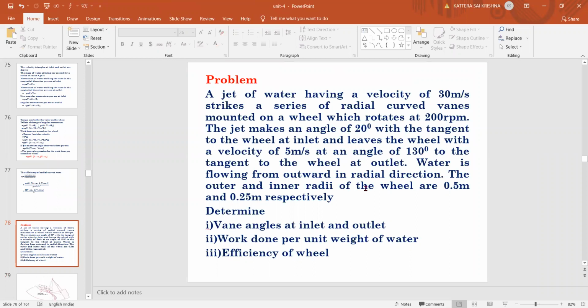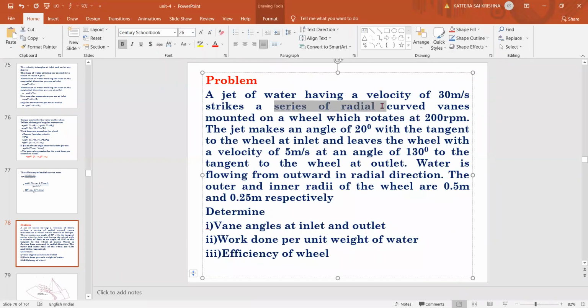Right. So we'll solve only a single problem on this, on series of blades. Right. So please copy the question. A jet of water having a velocity of 30 meters per second strikes a series of radial curved vanes. So you need to see this word, then only you can understand what is the problem, right? So this is jet velocity V1, 30 meters per second, strikes a series of radial curved vanes. So the word is very important. So then you can remember that you will get the term of angular velocity omega to find U1 and U2.